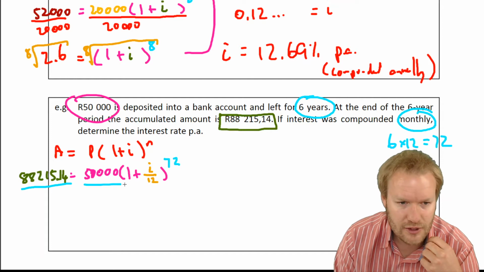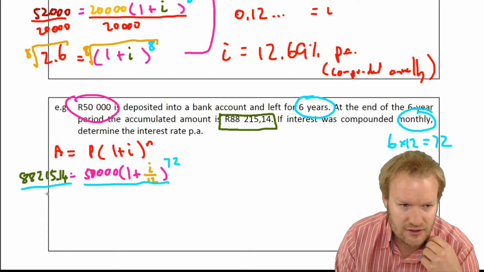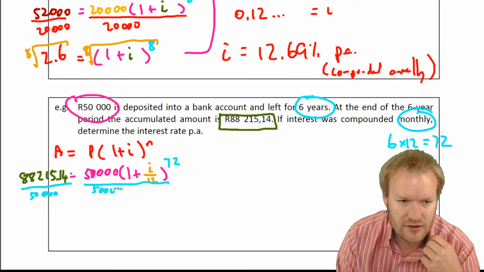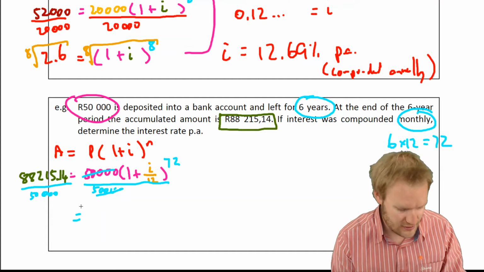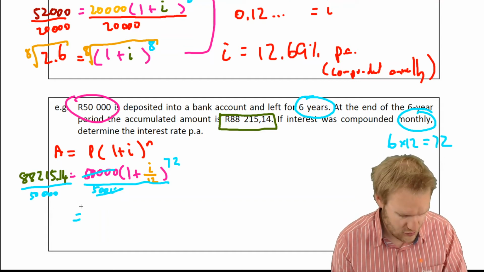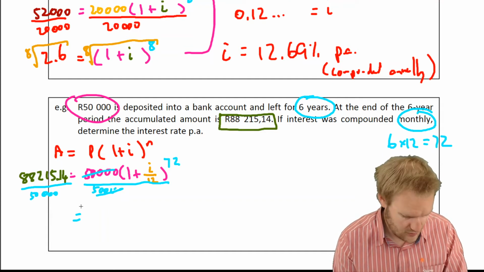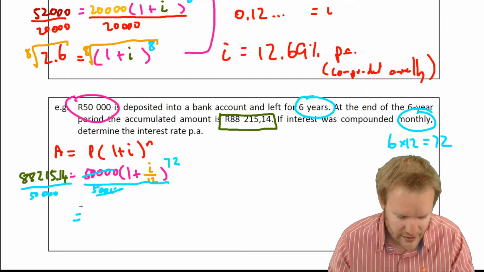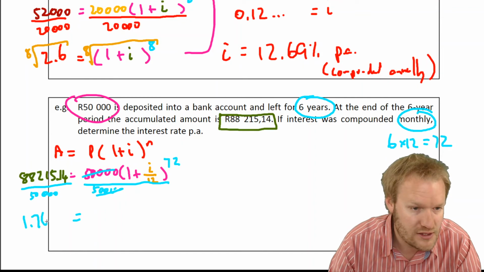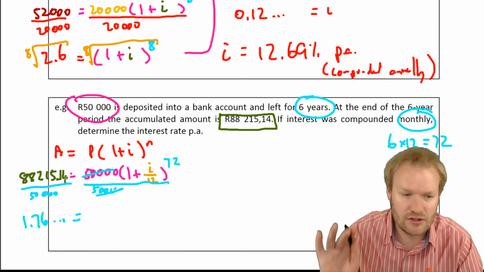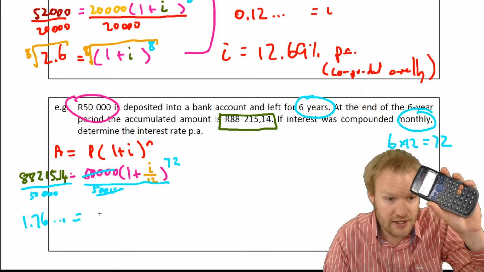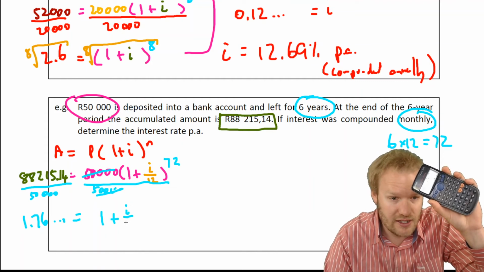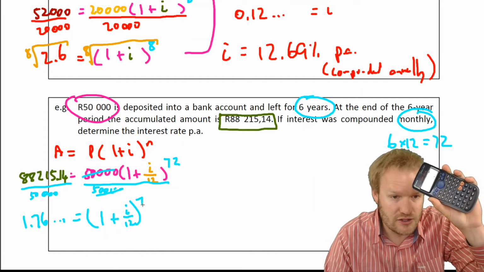We're going to divide both sides by this 50,000. 50,000, 50,000, so those cancel out. And we'd have 88,215.14 divided by 50,000 equals 1.76... Not worried about anything yet, keeping it in the calculator. That's 1 + i/12 to the power of 72.